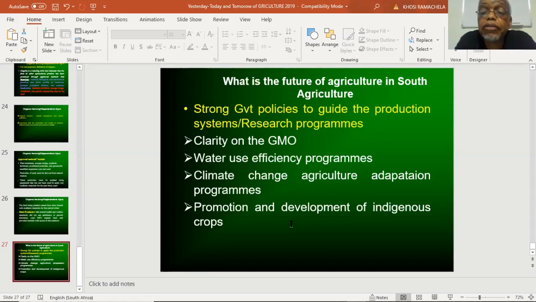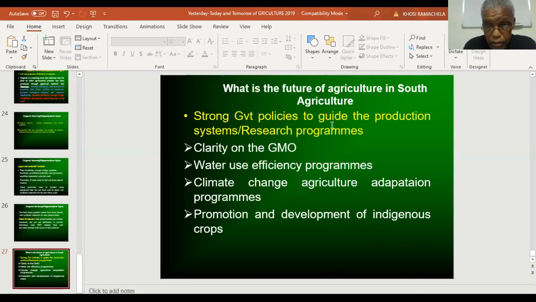Then we have promotion and development of indigenous crops. These indigenous crops have an advantage in that they are already adapted to the local conditions, and therefore will easily adapt as opposed to exotic crops. Therefore, this is the feature which I think policy development in agriculture should seek to develop and address. My presentation on this topic ends here today, and we want to thank you very much for listening.